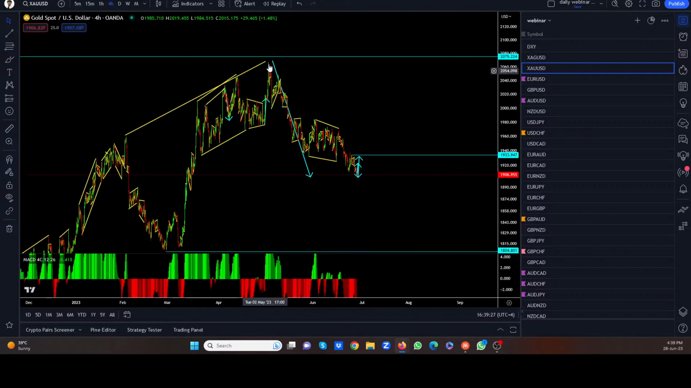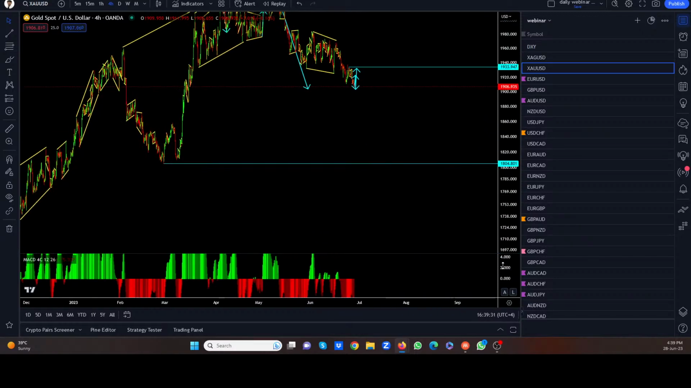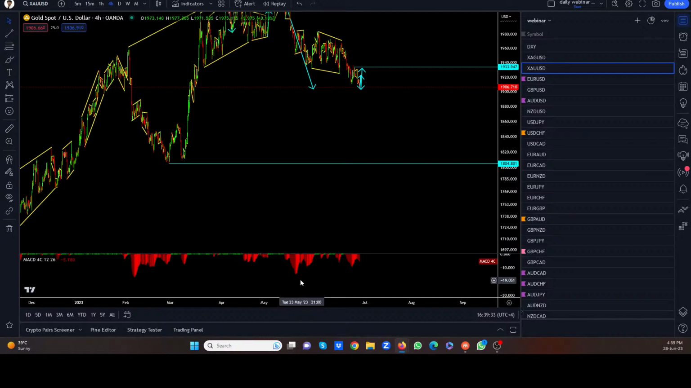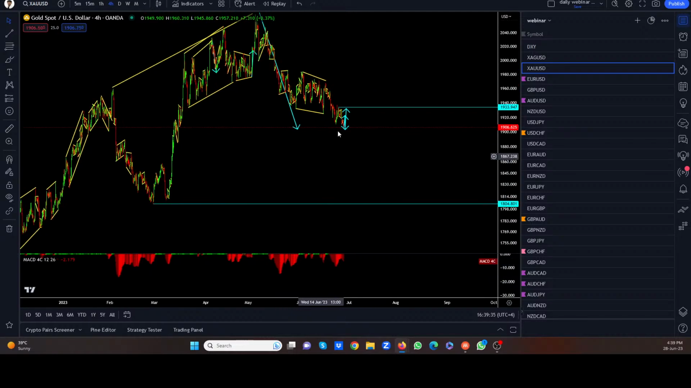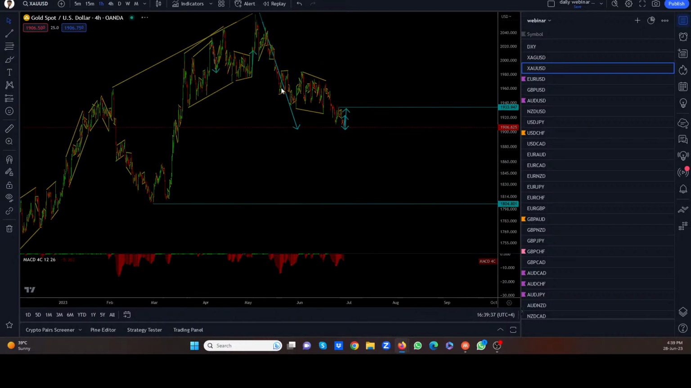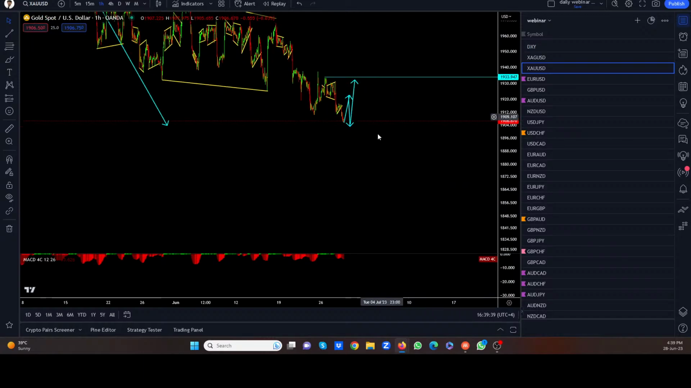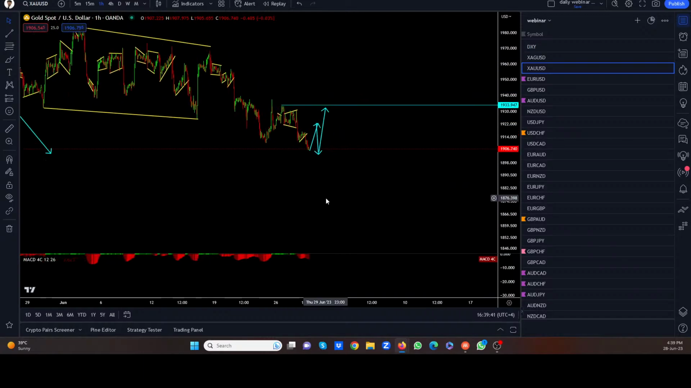We went up, made a flat, broke the top, came back, made a flat, broke the low. We broke the low, right? So when you broke the low, you started to look to see if you have divergence. And yes, we do have divergence. And in this piece, you look for the reversal. Well, we don't have a reversal. There's no reversal sign. What you have is a flat forming here.